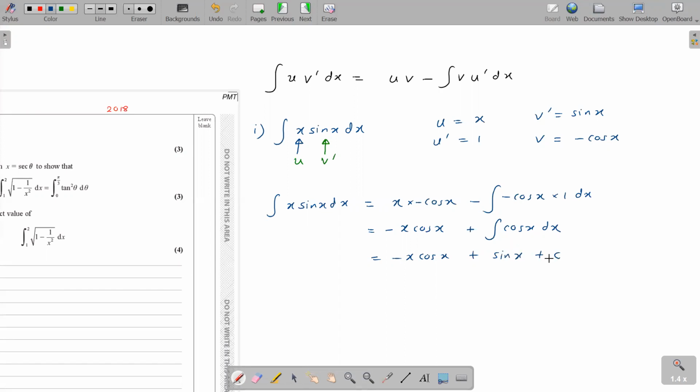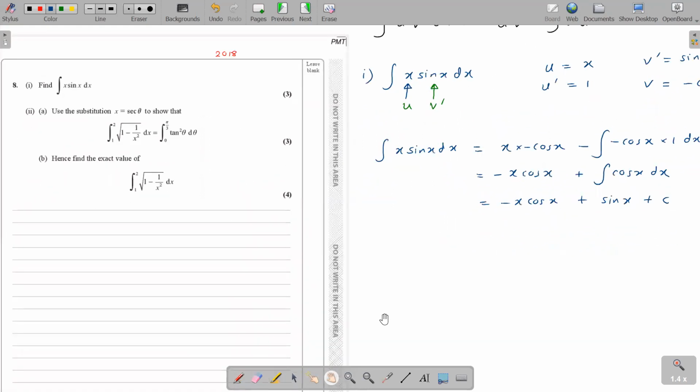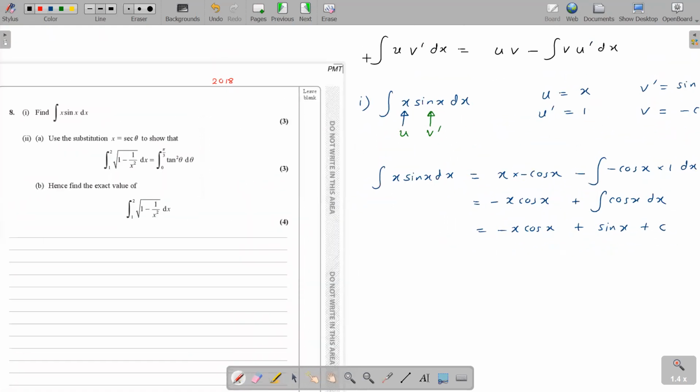These are rules in the textbook, given in the formula book. You can check it out. Then in the next part, Roman number 2, use the substitution x equals sec theta to show that when you integrate root 1 minus 1 over x square with respect to x, you can write it as the integration of tan square theta with respect to theta.